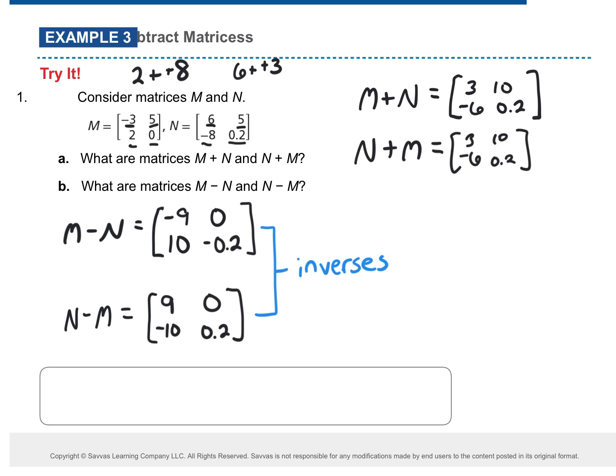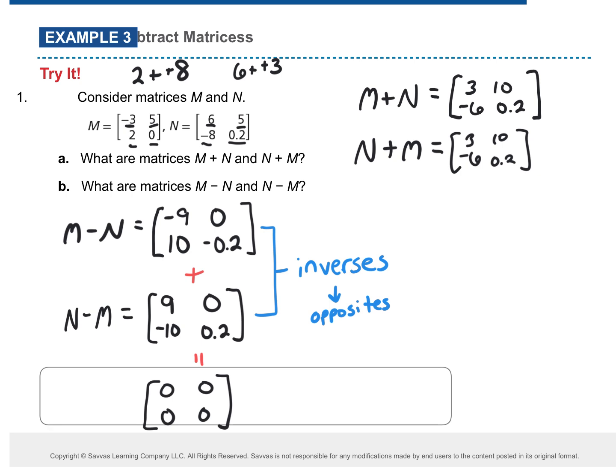Inverses, right? Remember, inverses mean the same thing as opposites. So those are inverses of each other. Something I want to talk about quick: if I add these two matrices together, let's see what we get. Negative 9 plus 9 is 0, 0 plus 0 is 0, 10 plus a negative 10 is 0, and negative 0.2 plus 0.2 is 0. What do you notice? It's all 0. That's called a 0 matrix.